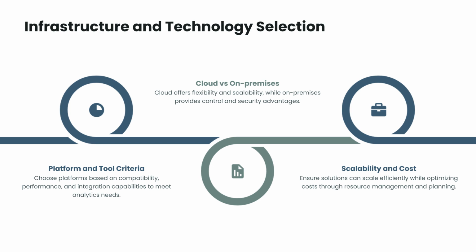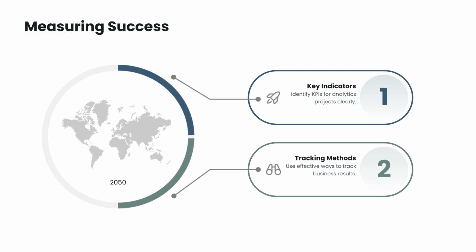Technology selection criteria involve platform compatibility and performance. Organizations must weigh cloud flexibility against on-premises control and ensure solutions can scale cost-efficiently. To measure success, clearly identify key performance indicators for analytics projects and use effective methods to track business results.